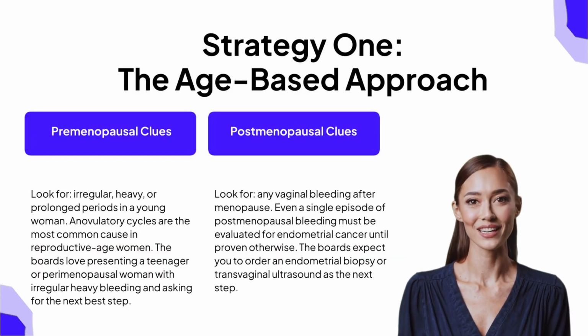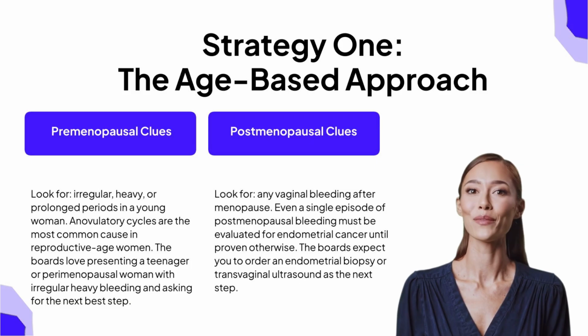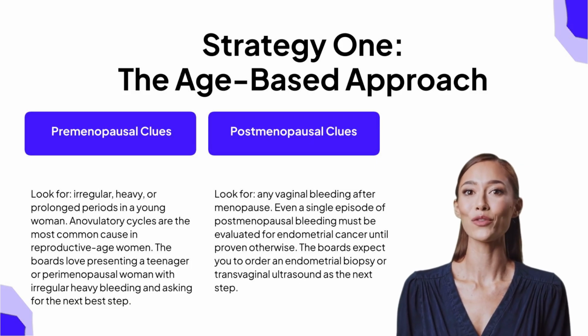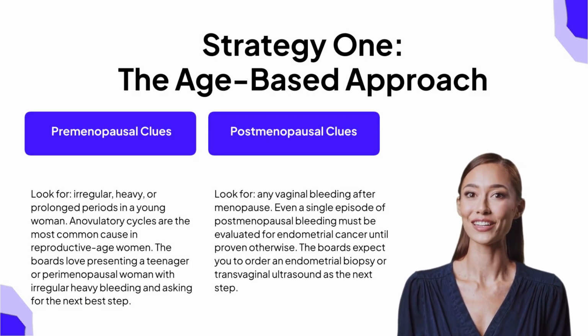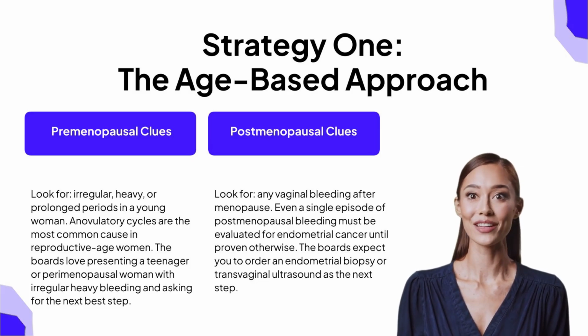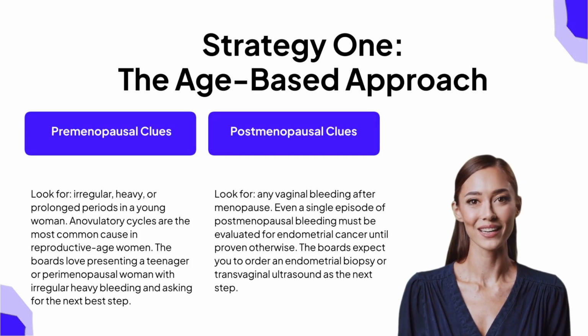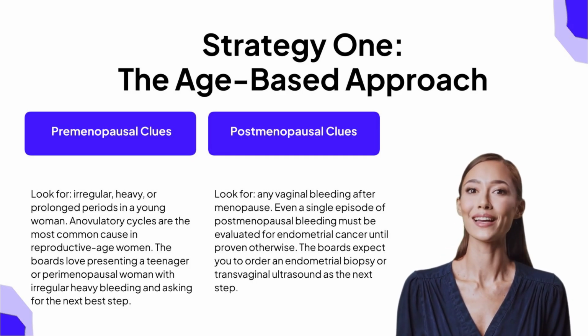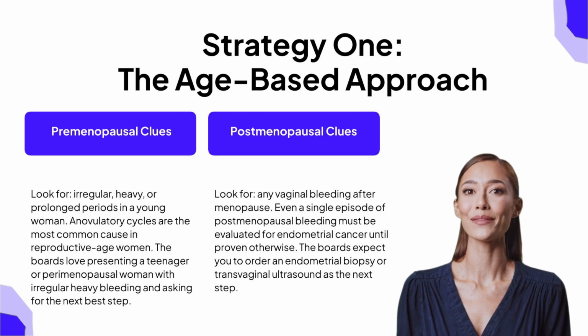Our first strategy is the age-based approach. When you see a question stem about abnormal uterine bleeding, the very first thing to do is check the patient's age. In premenopausal women, especially teenagers and perimenopausal patients, the most common cause is anovulatory bleeding. The boards will present irregular, heavy, or prolonged periods and expect you to recognize this pattern.